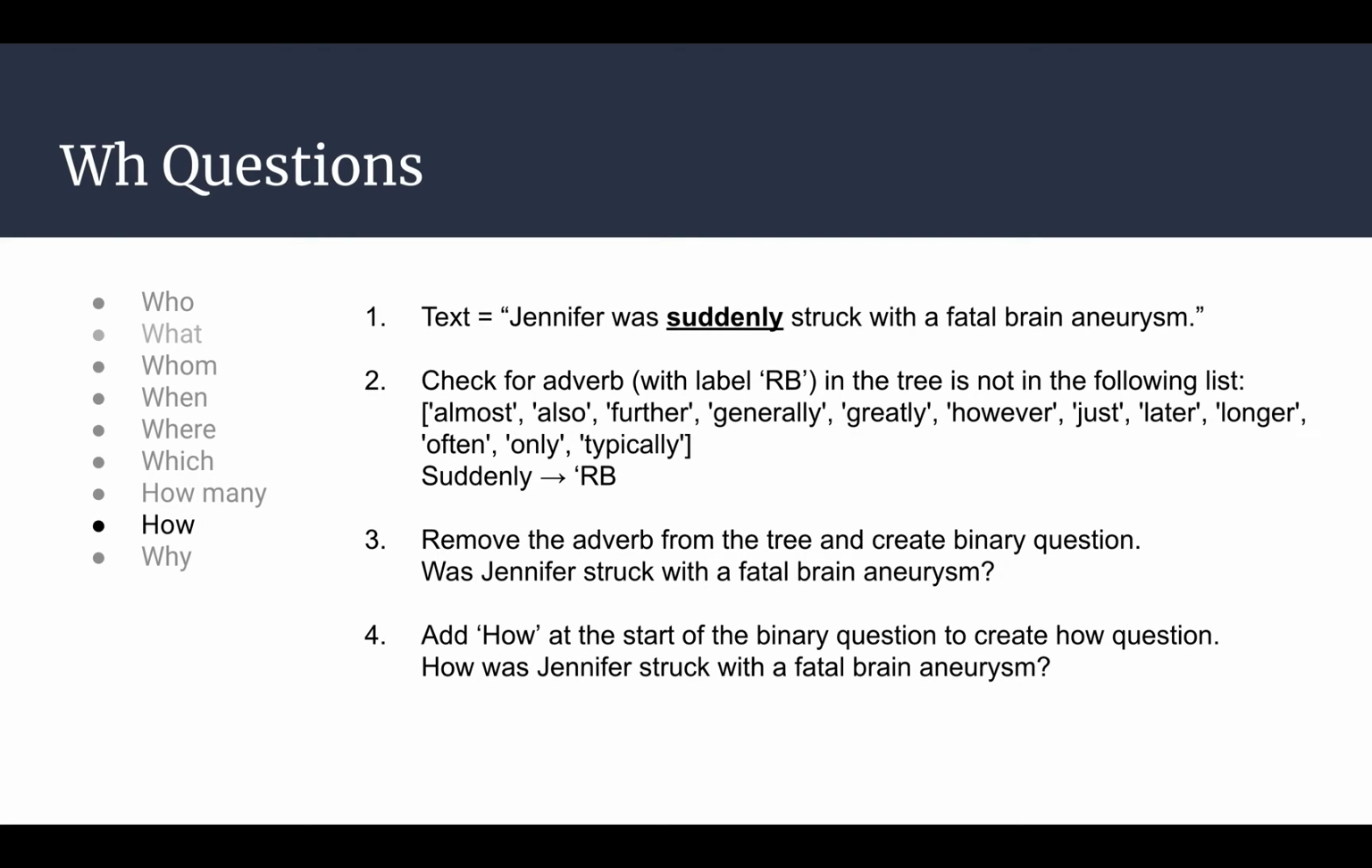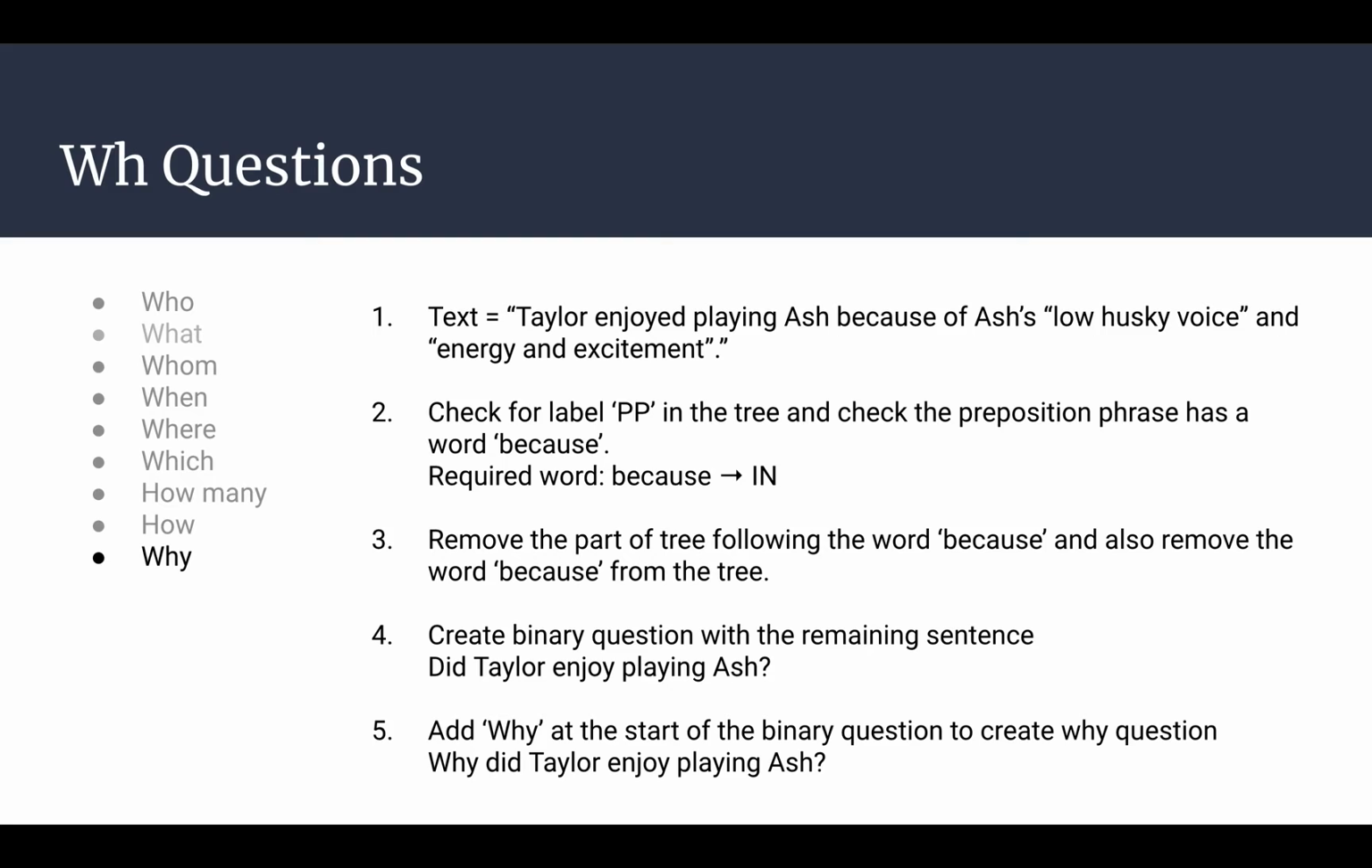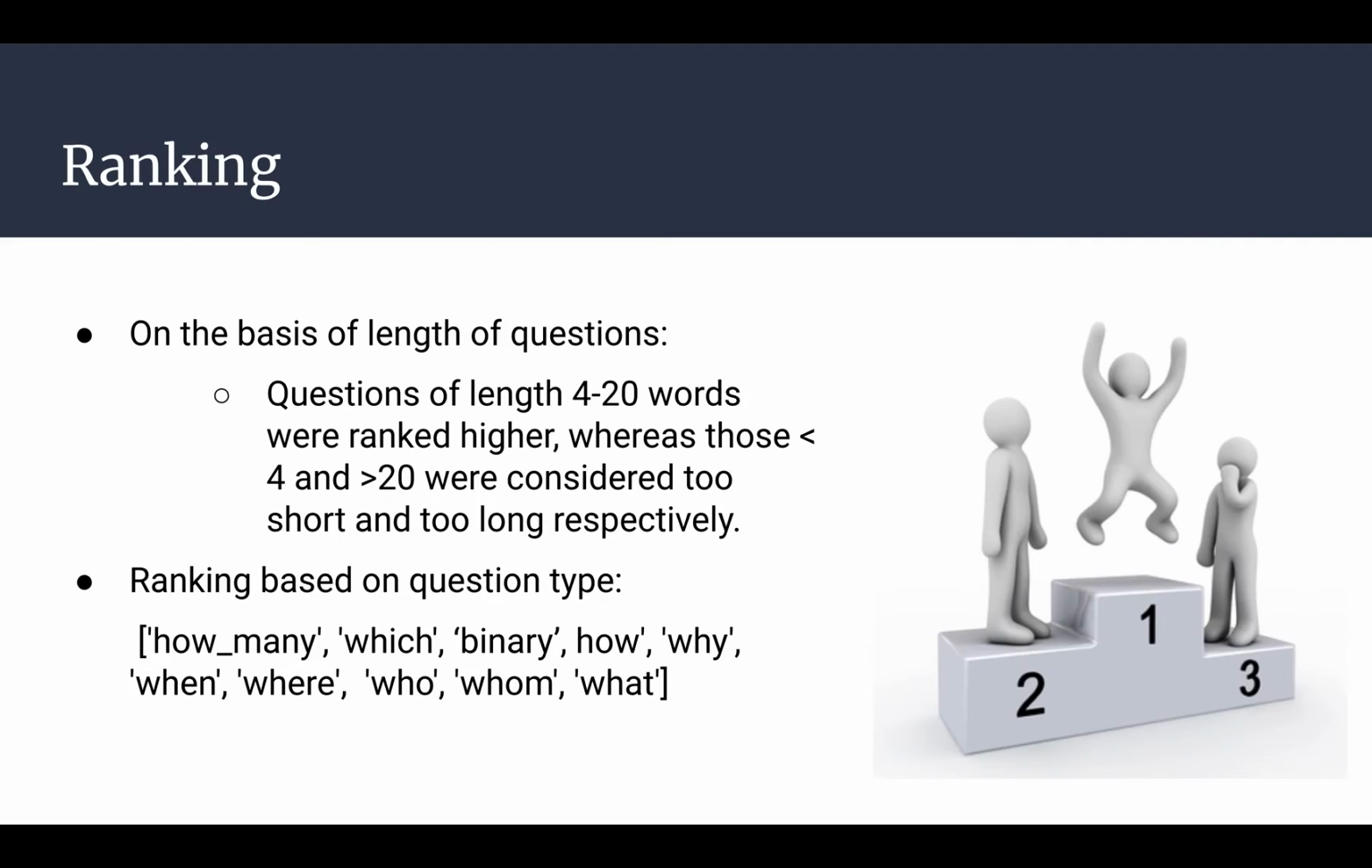In the case of how, we look for adverbs that are not in the list on the screen, remove the adverb from the tree and create a binary question, then add how at the front of the binary question. For why, we look for a preposition, and if there's a word because, remove the part of the tree following the word because, create a binary question, add the word why at the front.